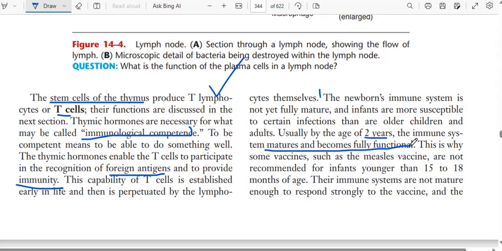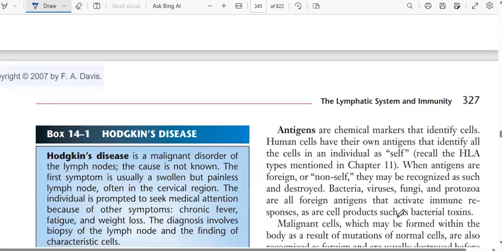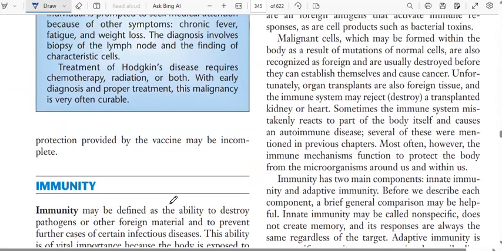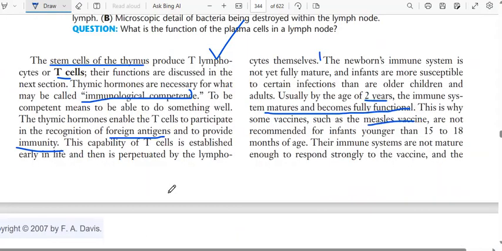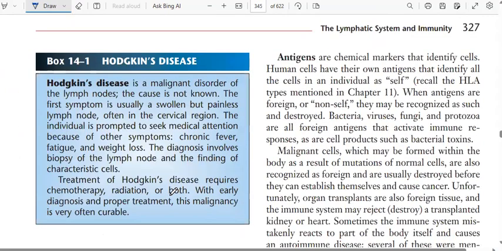So infants or babies initially have problems with health conditions. This is why some vaccines such as the measles vaccine are not recommended for infants younger than 15 to 18 months of age. Their immune systems are not mature enough to respond strongly to the vaccine, and the protection provided by the vaccine may be incomplete. So basically, a number of vaccines are recommended after 2 years of age because their immunity is not developed completely.